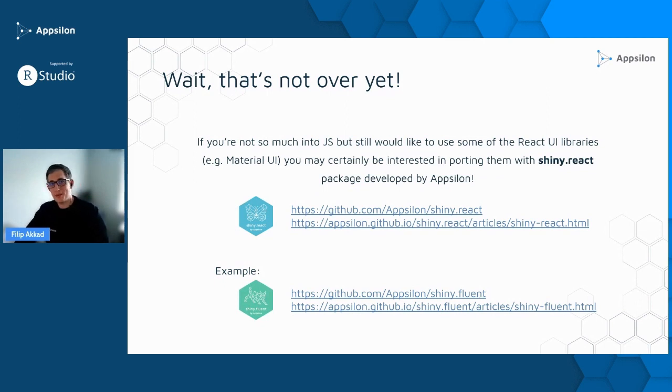The approach I presented makes a React app a fully fledged frontend for your Shiny application. Naturally, it would require you to know or learn JS and React, to which I strongly encourage you. But I am aware that not everyone is such a React freak like me. So if you're not so much into JS and still would like to use some of the React UI libraries, for example Material UI, you may certainly be interested in porting them with the Shiny React package developed by Appsilon, or use existing UI packages like Shiny Fluent based on Microsoft Fluent UI.